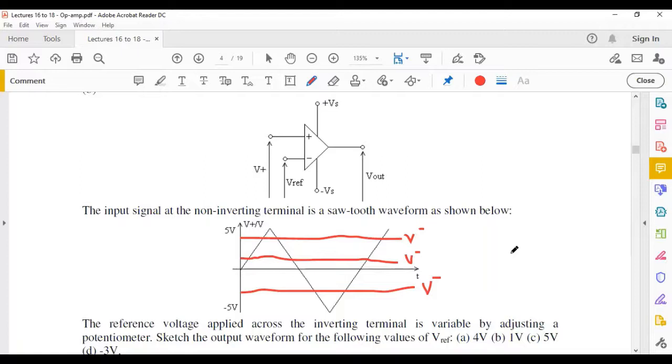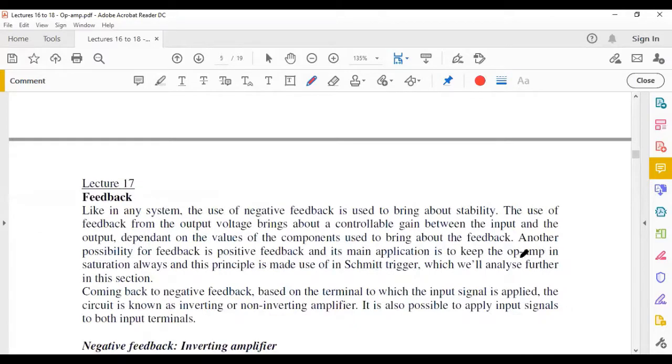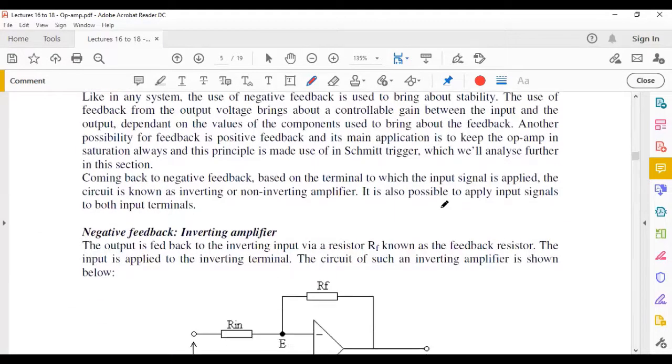So let's find now a method which can be used to limit the gain of the system, because that's the problem of an op-amp in open loop mode. The gain is very large. When the gain is very large, it's going to cause positive or negative saturation, as we've seen here. So one method to control this is called negative feedback.